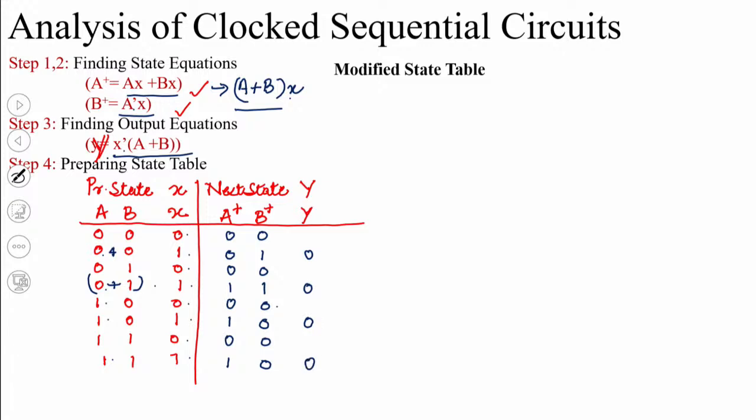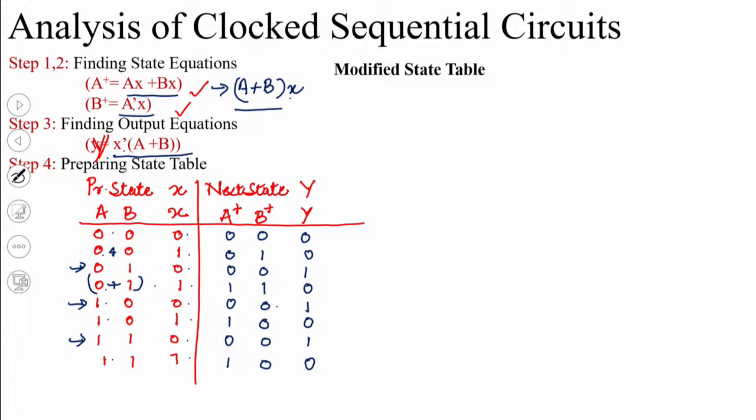And now checking A plus B, wherever A plus B is 0, again Y will be 0. So in the first case A plus B is 0, and for the rest of the cases you can see that A plus B will be giving you value 1. So in this case 0 plus 1 is 1, 1 plus 0 is 1, and 1 plus 1 is 1. Okay. So this is the calculation of the next state and the next outputs.